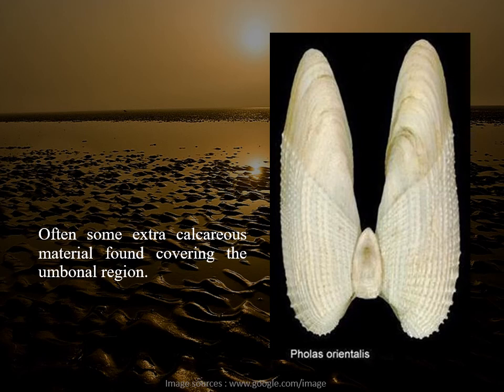Apart from that, as you can see, these are the spine-like structures in the anterior portion by which they can scrape. Apart from that, often some extra calcareous material is found covering the ambonal region, because it is found that the ambonal region of any kind of bivalve is the thinnest portion of the bivalve.